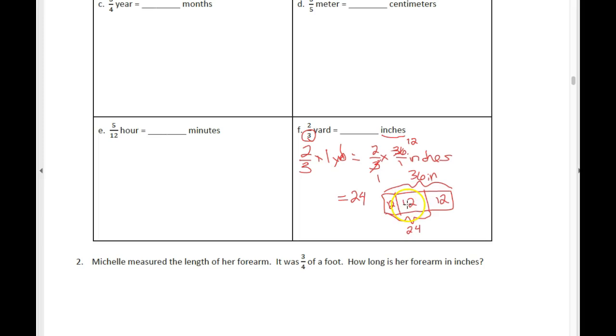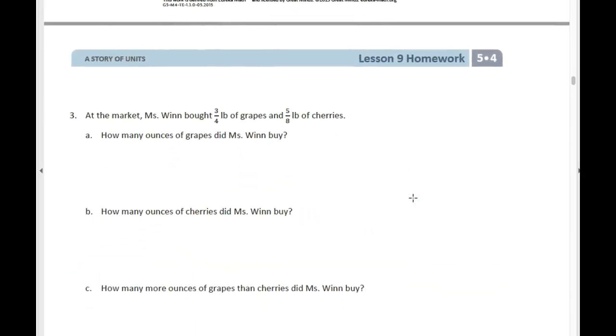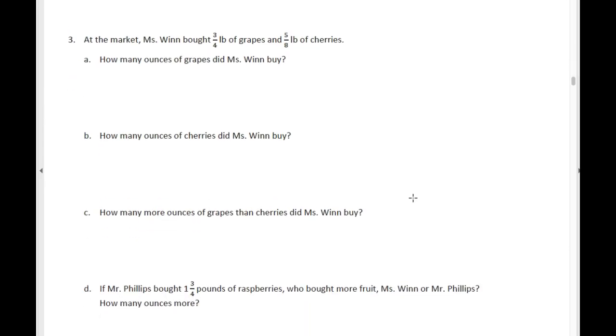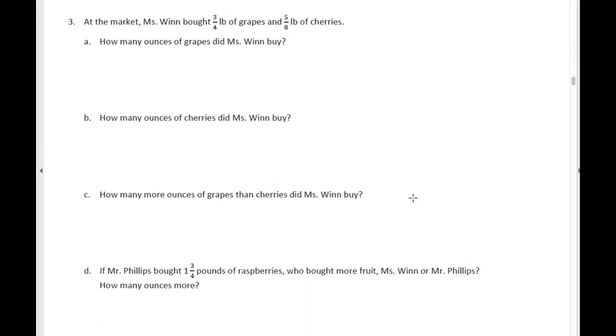So we know that here's a foot, 2/3. Let's cruise on down. We'll take a look at this one right here. At the market, Mr. Wynn bought 3/4 of a pound of grapes and 5/8 of a pound of cherries. So it's asking us how many ounces of grapes did Mr. Wynn buy? So we know that it's going to be 3/4 of a pound. LB stands for pound.